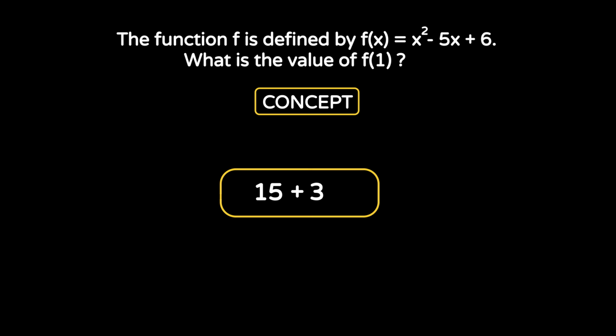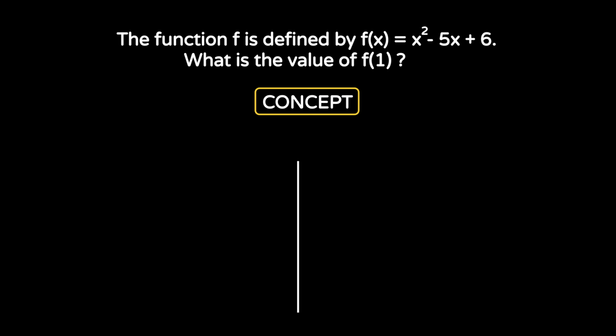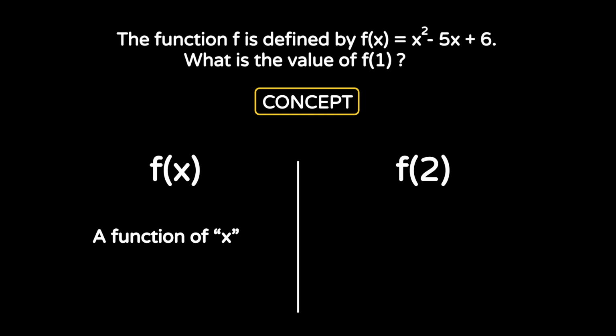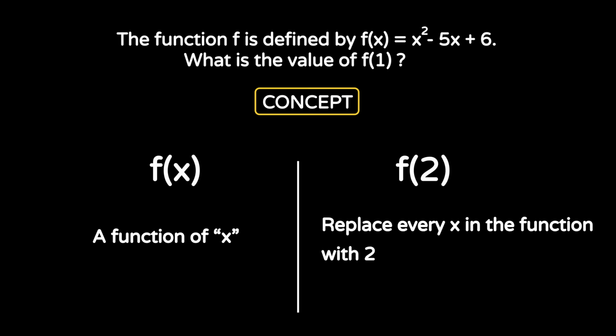15 plus 3 is 18. The output is 18. And if x equals 100, then 100 plus 3 is 103. So the output is 103. Now, functions are often written using the symbol f of x. This simply means a function of x. So when you see something like f of 2, it means replace every x in the function with 2.